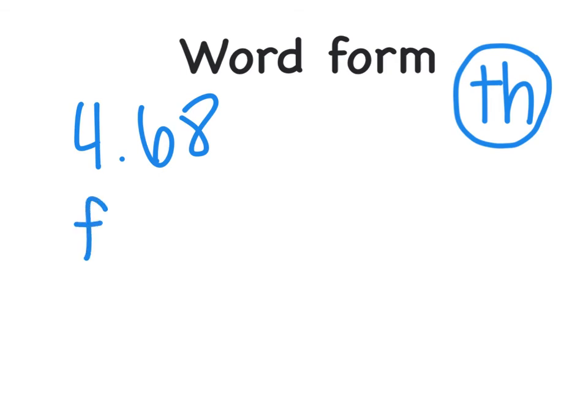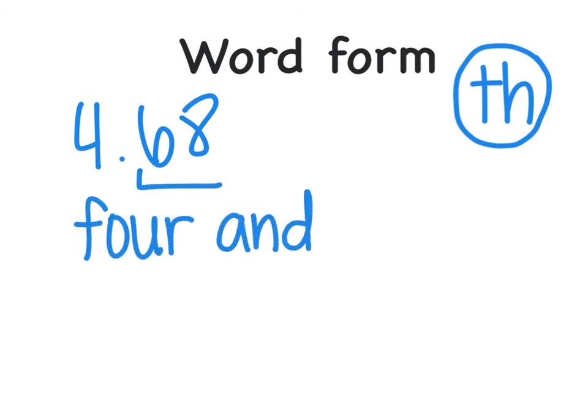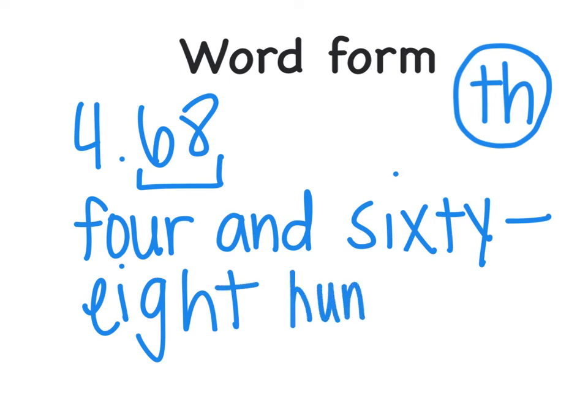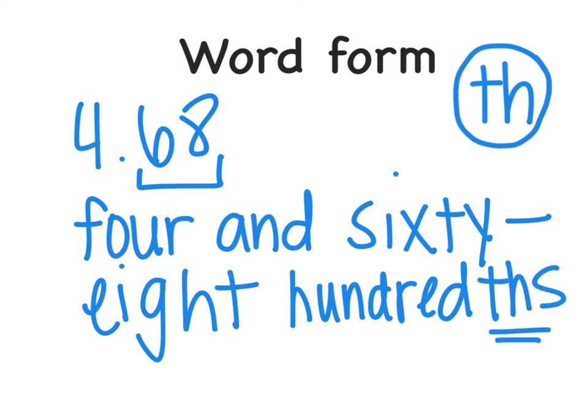So I'm going to write out exactly how I would say this. 4 and, remember we read this together, 68, and it ends in the hundredth spot, so I'm going to say hundredths. Remember, it's not hundreds, it's hundredths with a TH. That would be the word form.